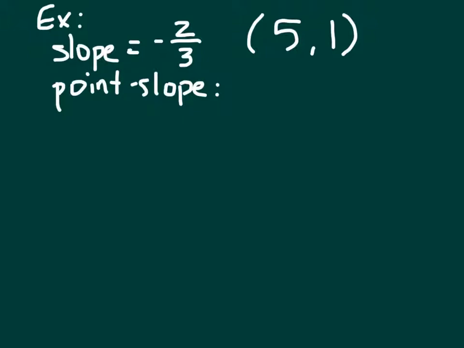Okay, in point-slope form, this one's actually kind of the easiest. I'm going to say y minus 1 equals negative 2/3 times x minus 5. And that's my equation in point-slope form.